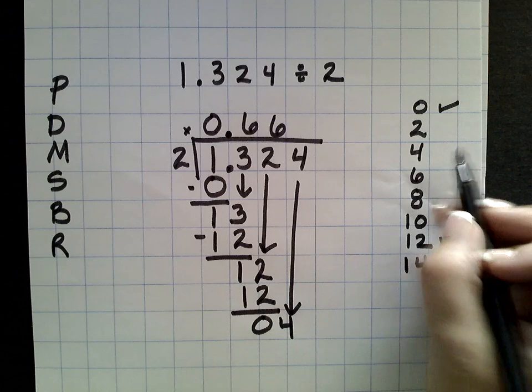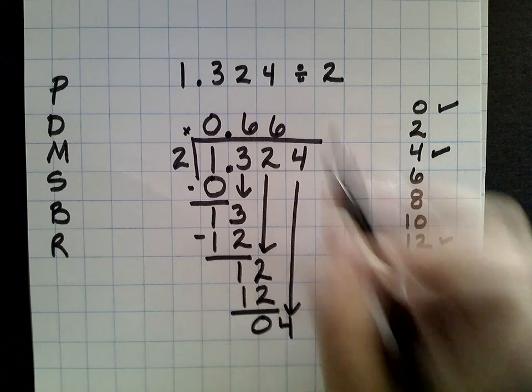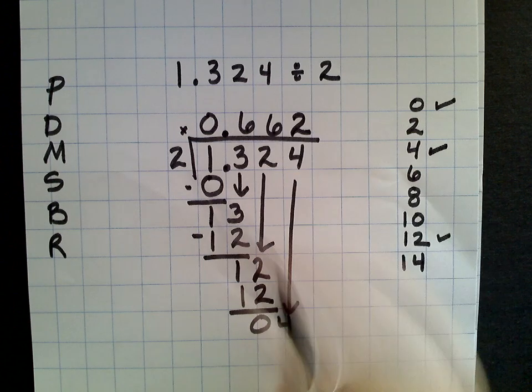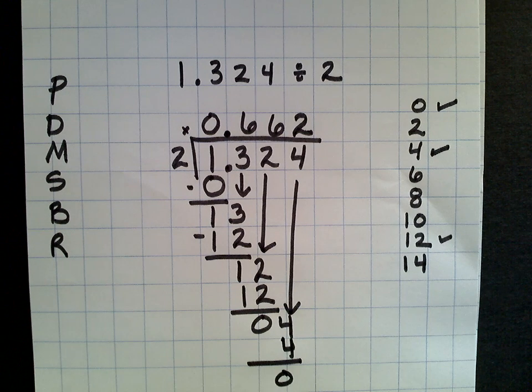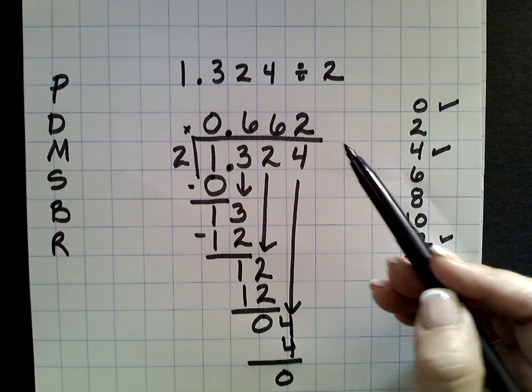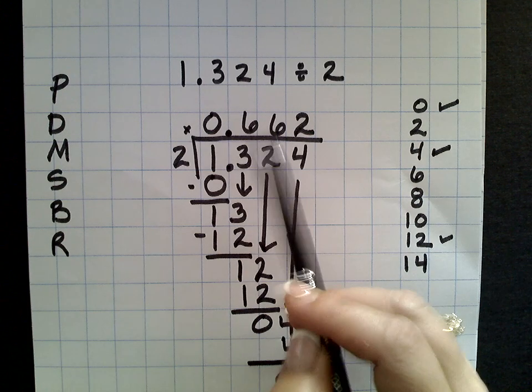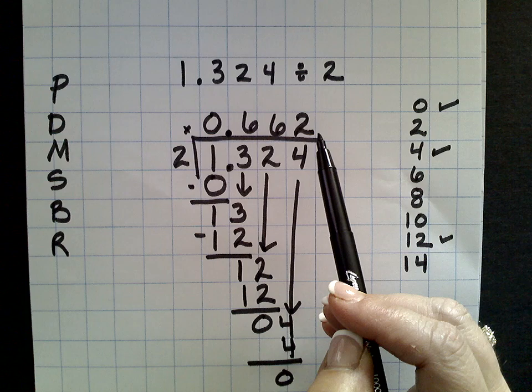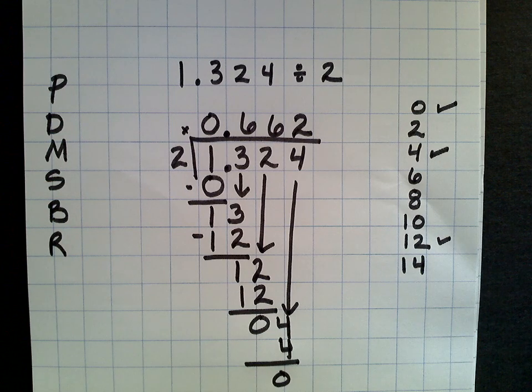2 goes into 4 right there, which would be 2 times 2. 2 goes up. 2 times 2 is 4. And our quotient is 0 and 662 thousandths. One more together, 5th grade, and then you'll be off to try this on your own.